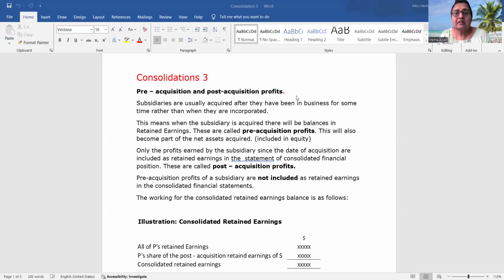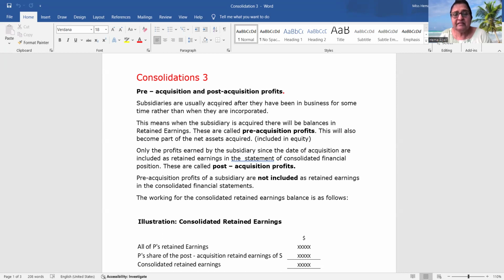So for that, we will see the notes here. Pre-acquisition and post-acquisition profits. Now, when a company is formed, it is not a subsidiary. It is an independent company. It will become a subsidiary only when another company buys the controlling interest in this company. So the buying company will be called the parent company, and the investee, the company in which the buying company invests, is called the subsidiary.